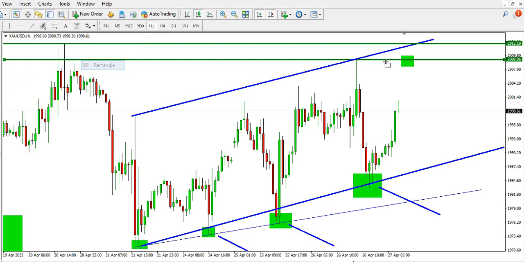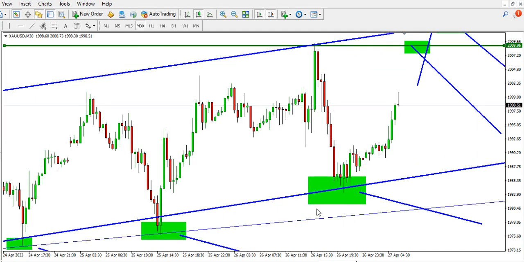As soon as it gets here, we expect price to drop around here. But price can just go straight up, and then gold will start to print higher highs and higher highs. It depends on the news, it depends on the market sentiment. Now that's that for the 1-hour time frame.